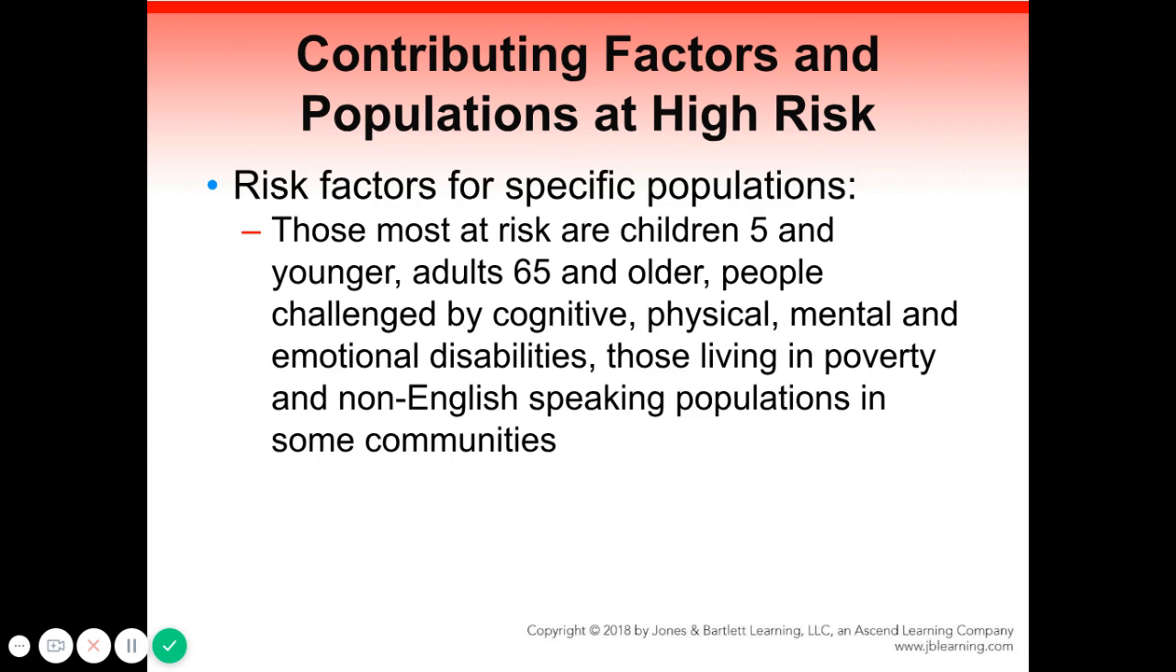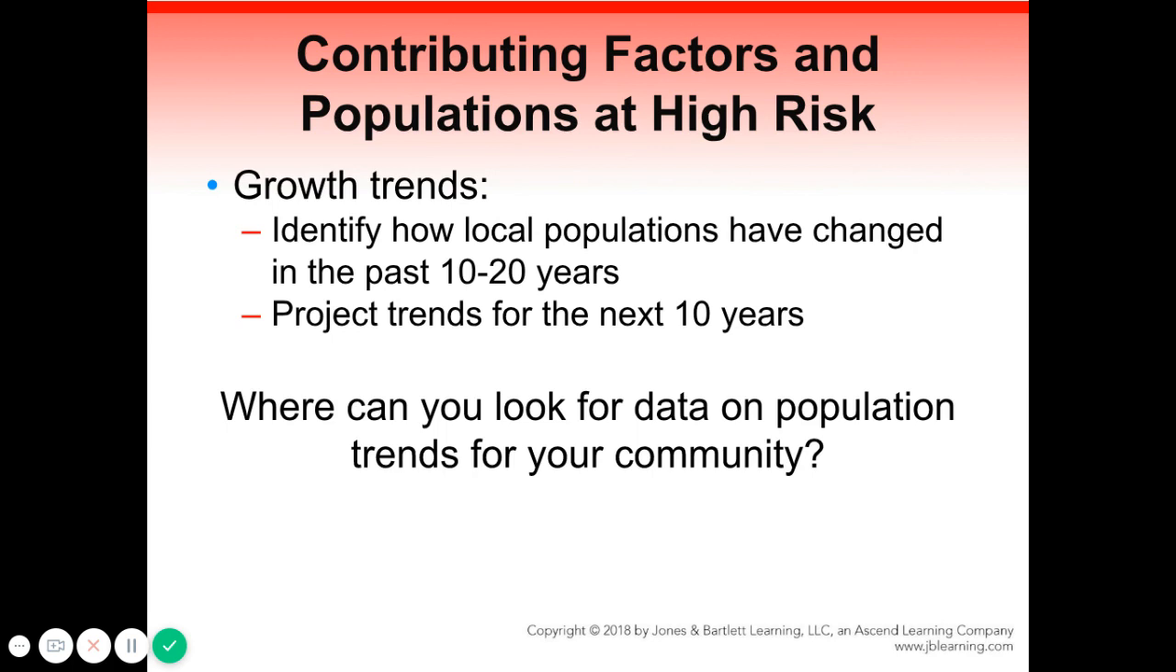Next is risk factors for specific populations. Those most at risk are children 5 and younger, adults 65 and older, people challenged by cognitive, physical, mental, and emotional disabilities, those living in poverty, and non-English speaking populations in some communities. These are the high-risk populations that we talk about in Level 1. And we talk in detail about why these specific populations, but just keep in mind that these groups are at a higher risk. And then you've got growth trends.